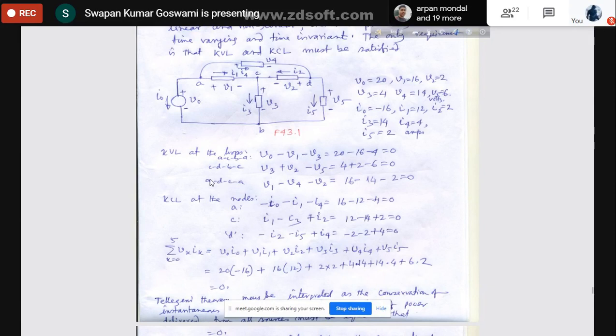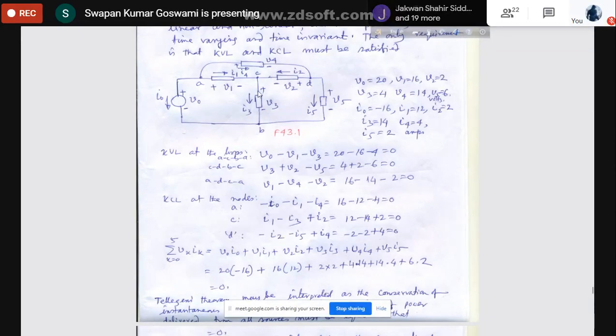Now you apply KCL at node A. Where is node A? Here. What are the currents? Here the current is I0, here the current is I4, here the current is I1. I0 is going out of the node, say minus I0. I1 is also going out of the node, minus I1. Then I4 is also going out of the node, minus I4. Put the values, it is 0.